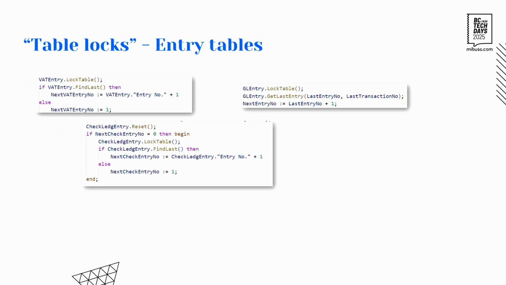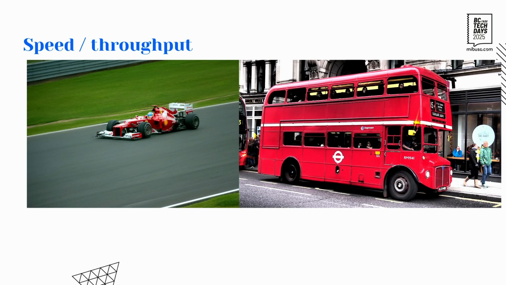Then we'll come back to that. I'll start on the locking. Traditionally, whenever we have entry tables like VAT entry, GL entry, check ledger, whatever, we do a lock table and find last, right? But that means, as you know, that only one person can post to whatever system at a time. And as much as we want our code to be fast, the total throughput is also important.